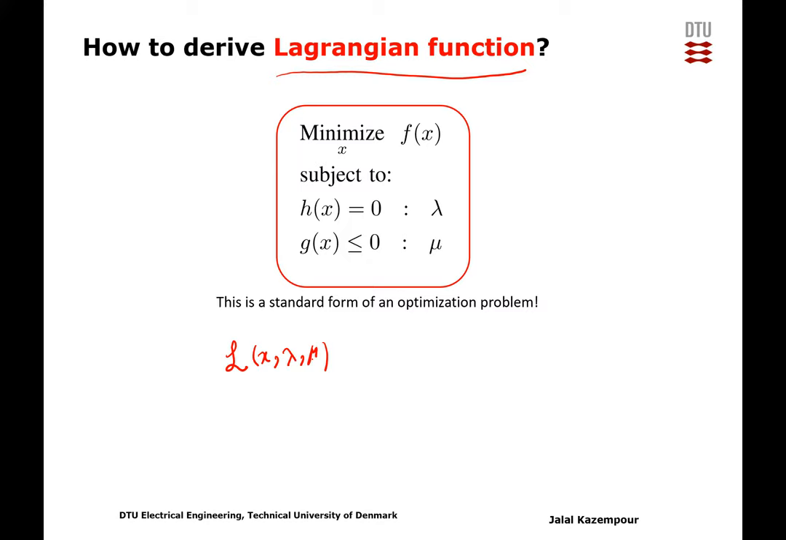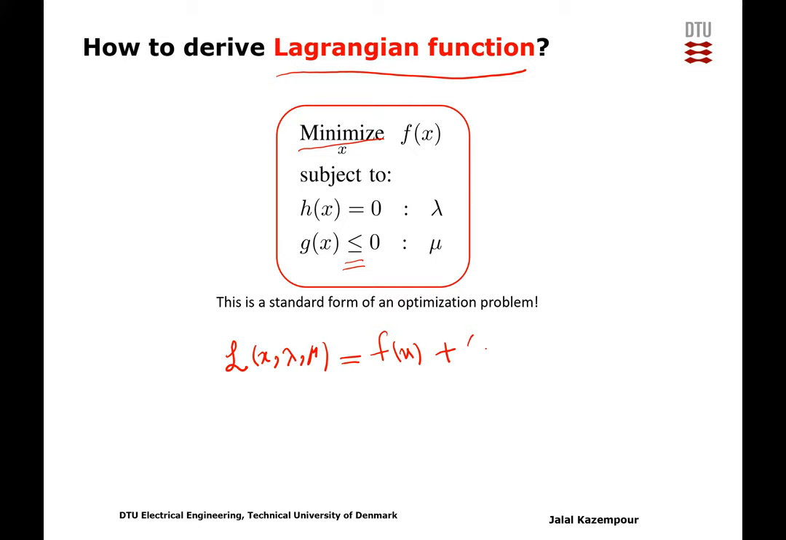It's equal to our objective function, f of x. Again, I'm emphasizing it's minimization and all the inequalities are in the form of lower than or equal to. Plus lambda times h of x. If instead of zero we had, for example, five, it would be h of x minus five. But we don't have five here, it's zero. So it's lambda h of x.